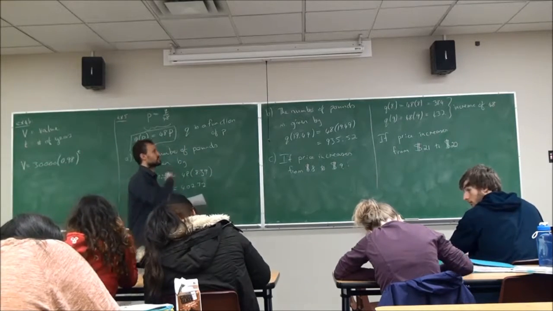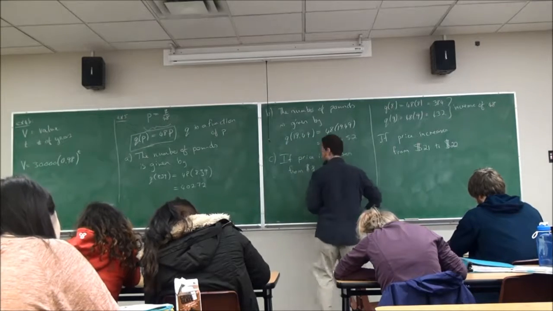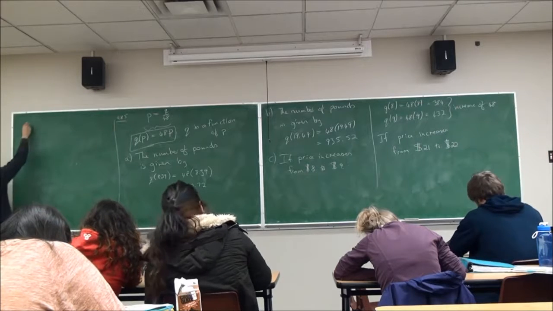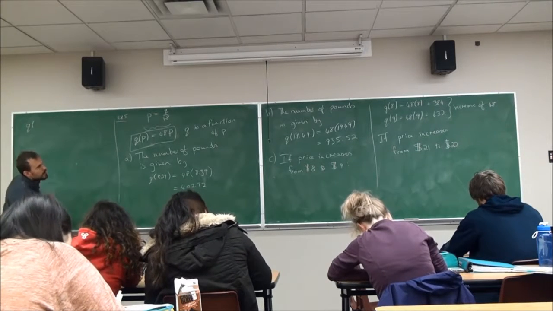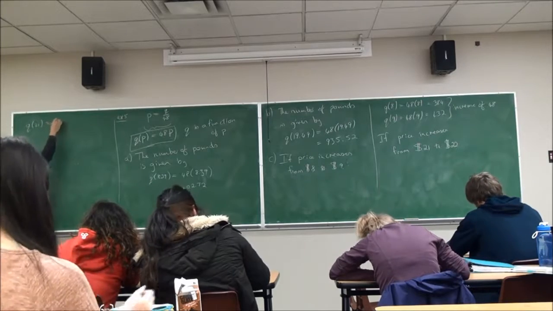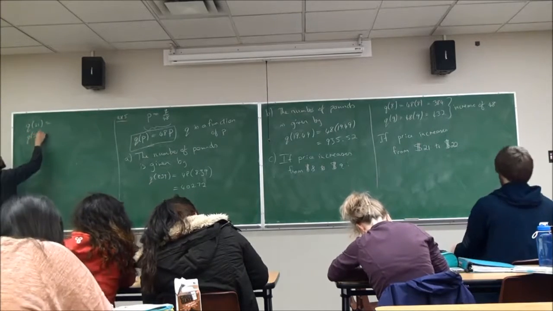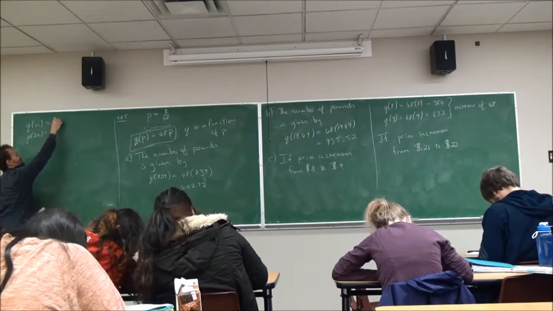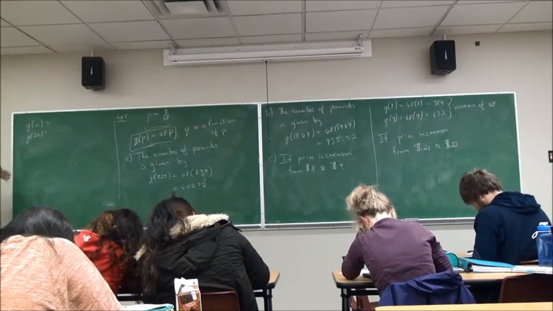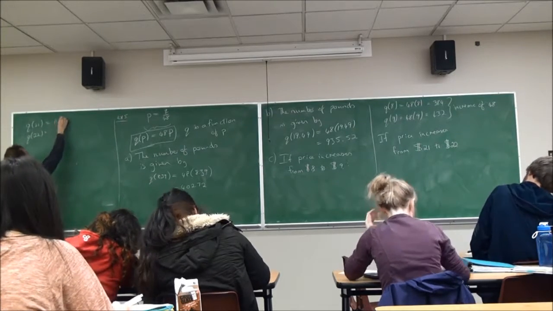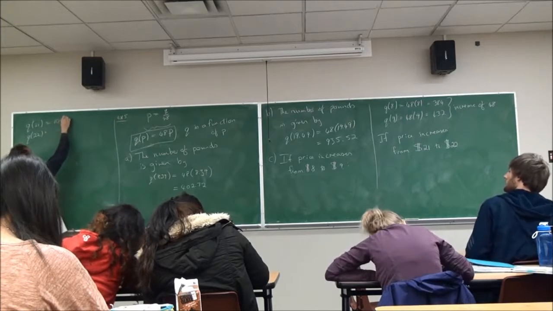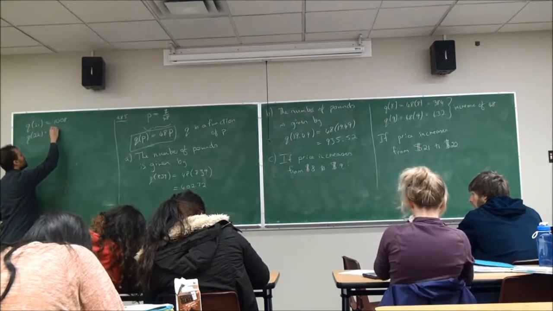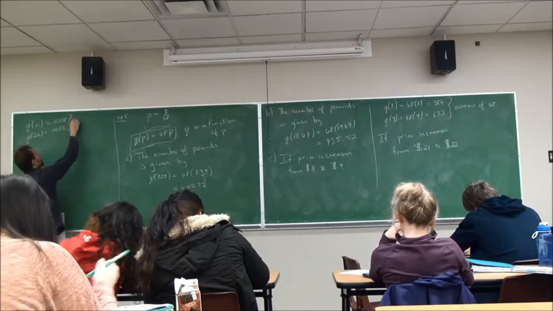$1 increase changes the supply quantity by how much? That is the question. So Q of 21 and Q of 22. What is Q of 21? 48 times 21, which is 1,008. What is the quantity with the price of 22? What is the increase?